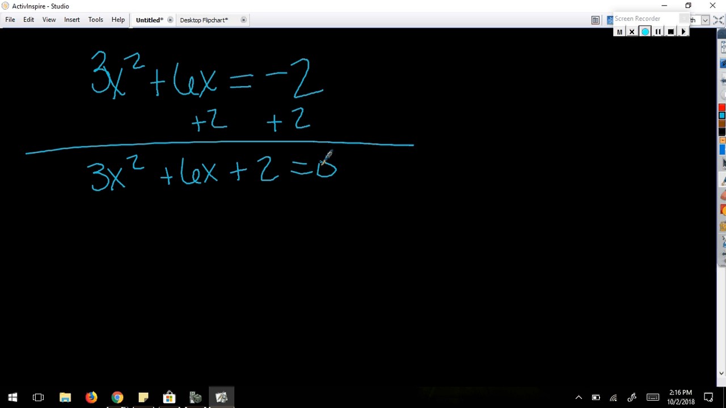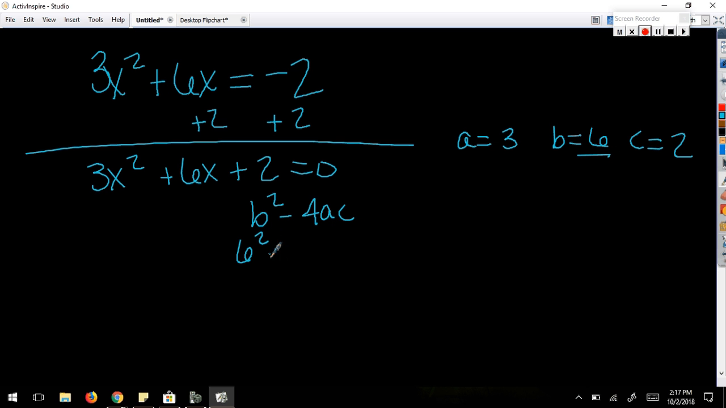So either one, I need to know my 3 variables, my A, my B, and my C. What is A? 3. How about B? 6. And C? Yes? So let's plug in the discriminant this time. B squared minus 4AC. B is 6, so 6 squared minus 4 times A times C. 6 squared is what? 36.